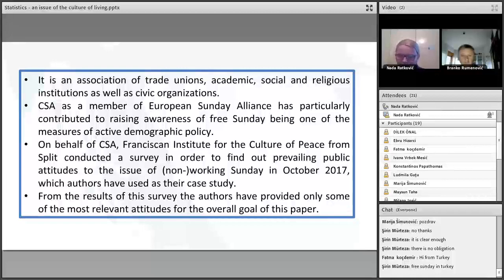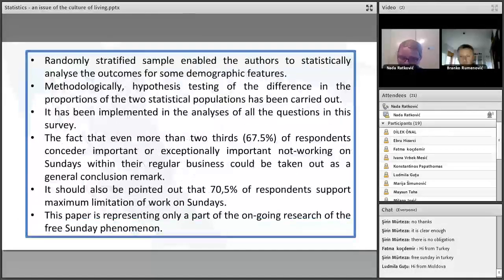Croatian Sunday Alliance, as a member of European Sunday Alliance, has particularly contributed to raising awareness of Free Sunday, being one of the measures of demographic policy. From the results of this survey, the authors have provided only some, I said only some, of the most relevant attitudes for the overall goal of the paper.